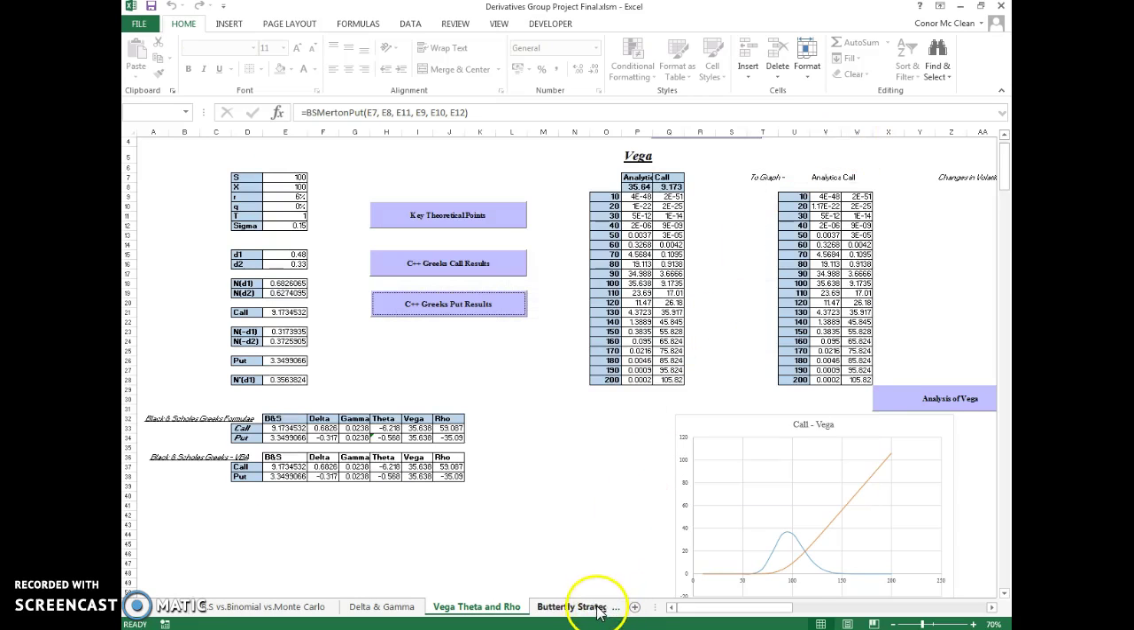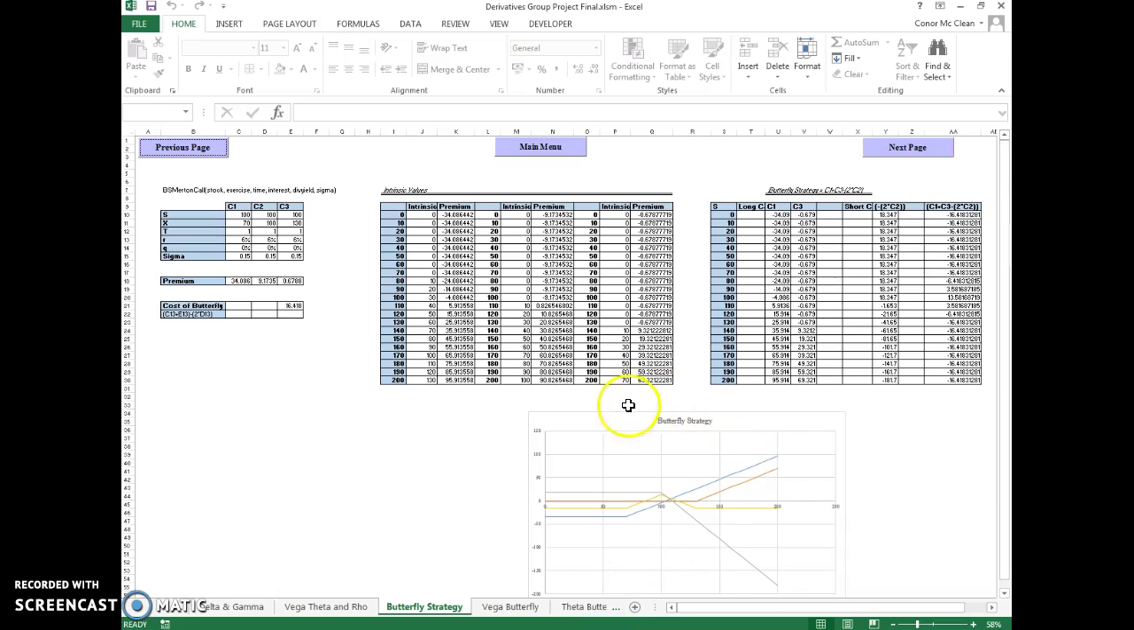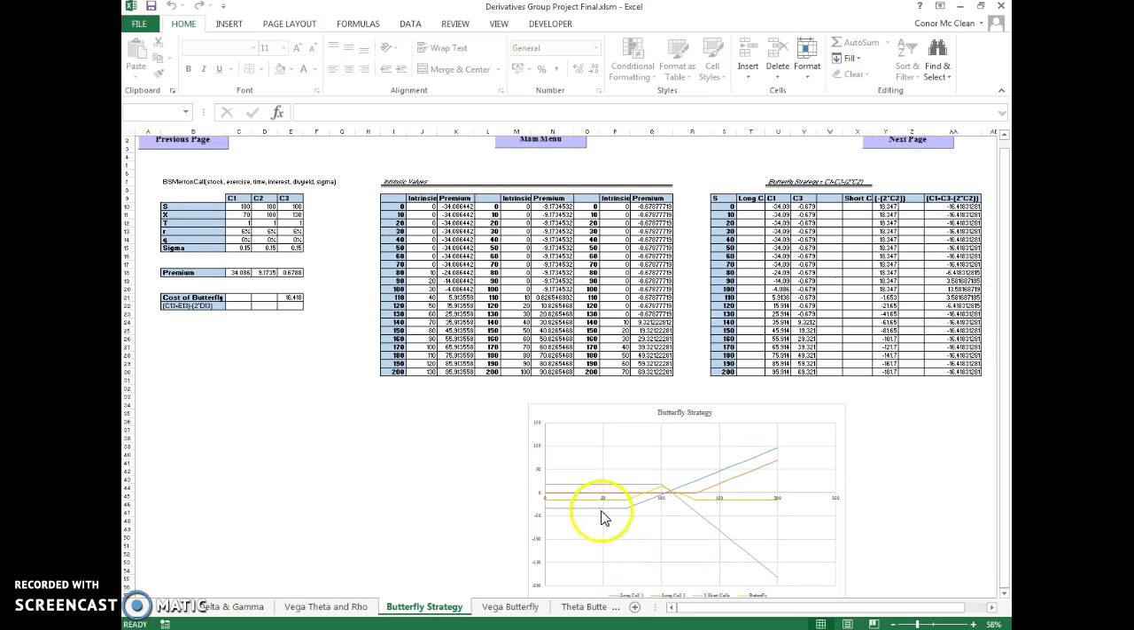Moving on to the butterfly strategy, it's made up of 2 long calls and 2 short calls. The long call is found here in the orange line and the blue line, and the short call, which is this formula up here, minus 2 times C2, is made up of the grey line. So we use these parameters over here on the left, with exercise prices varying from 70 to 130, and the middle exercise was 100.